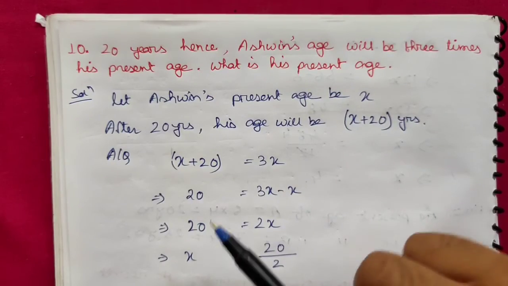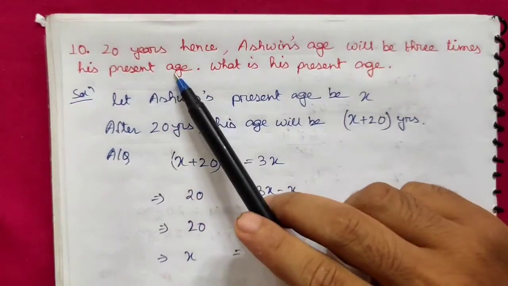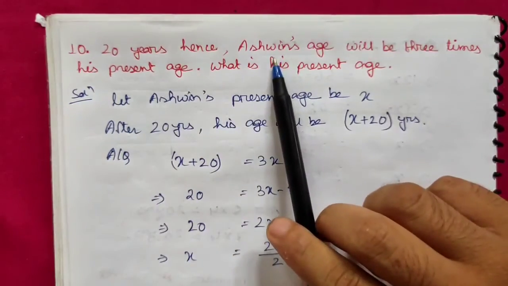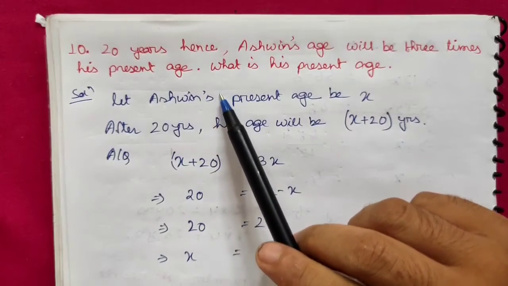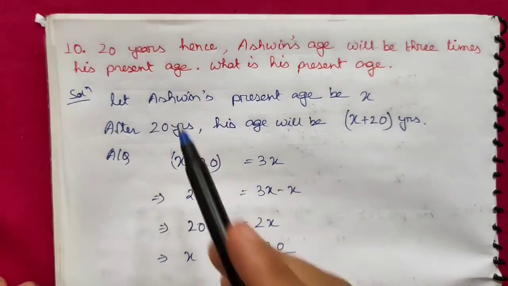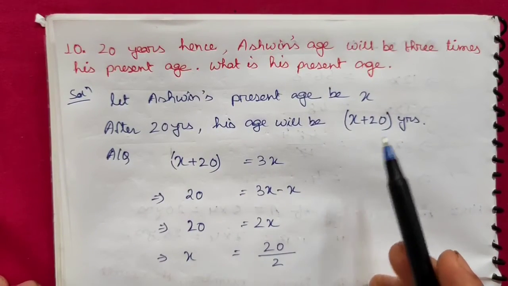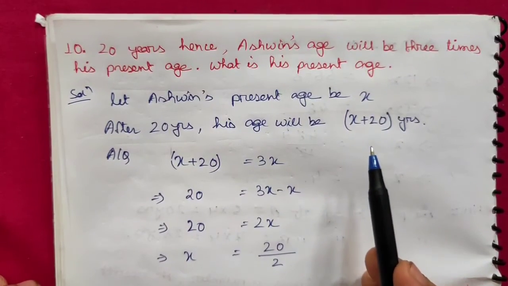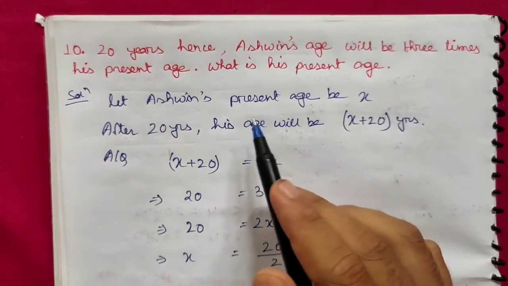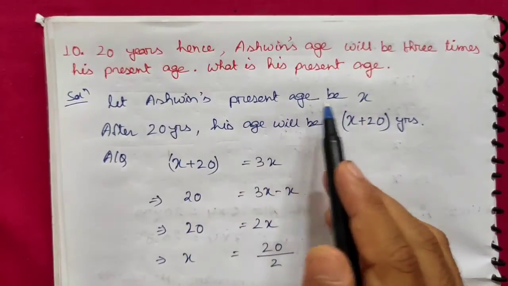Now let's move to our next question, that is question number 10. Here the question is, 20 years hence Ashwin's age will be 3 times his present age. What is his present age? 20 years hence means after, right? So do we know his present age? No, we don't know.